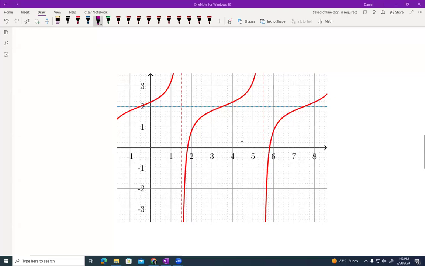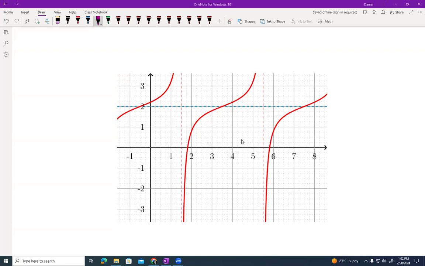Okay, so let's try to find an equation that'll give us this tangent graph right here, right? And remember that tangent and cotangent are really just shifts and transformations of each other. So you can think about this as a tangent or a cotangent. And we're going to start off with thinking about this as a tangent graph.